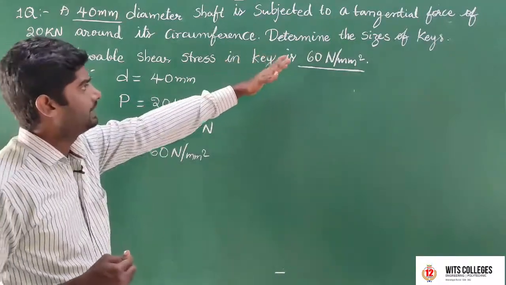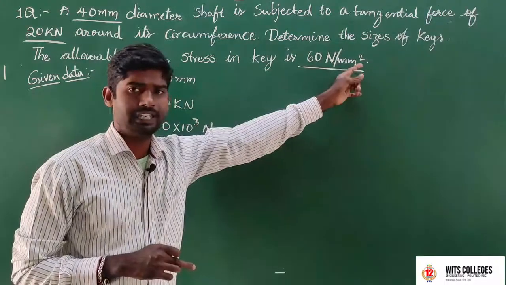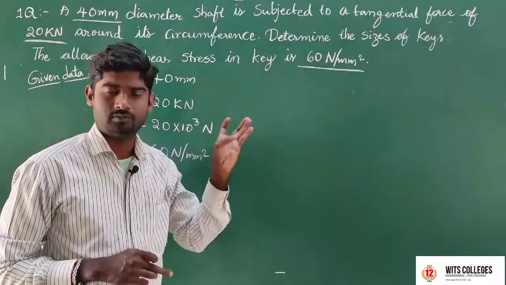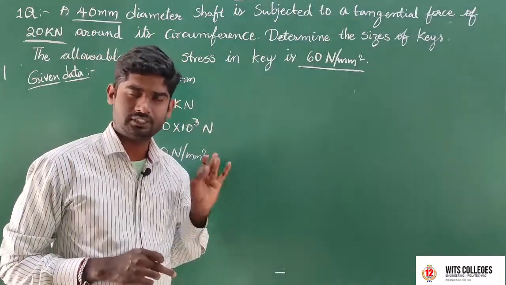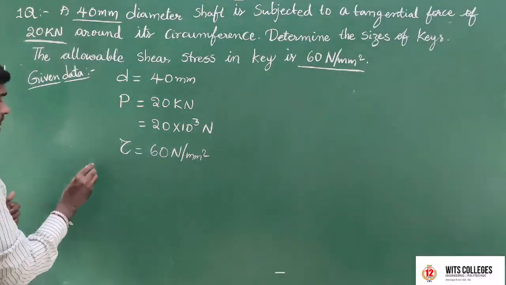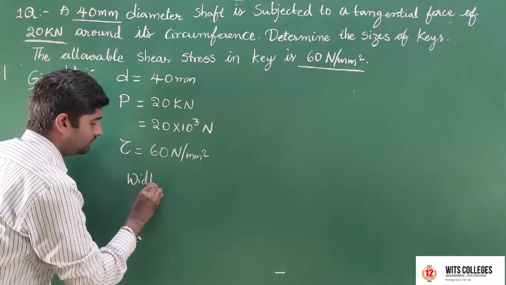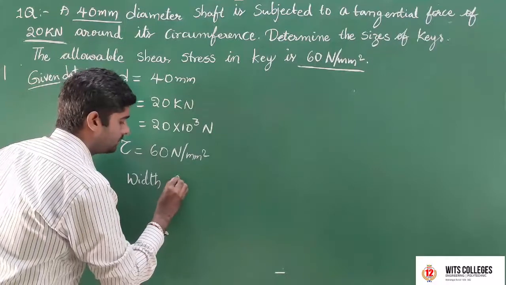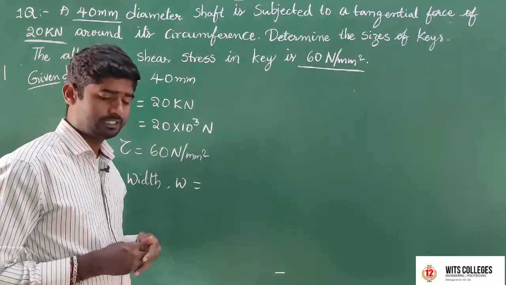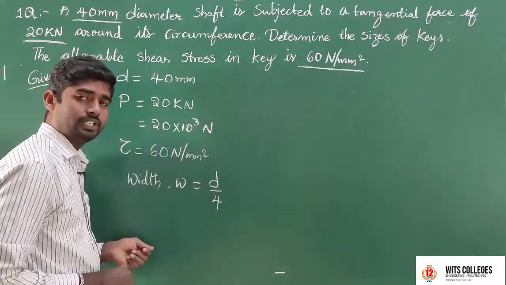Next, find out the width. In our key proportions, we want to determine the size of the keys. We want the width, denoted by W, thickness denoted by T, and length. Find out these three. First, we know the diameter, then find out W, the width of the key. Standard proportions are there. In standard proportions, W is equal to small d by 4.